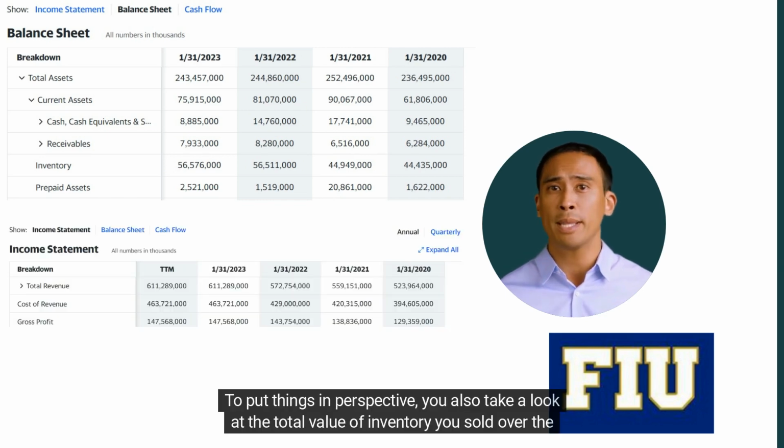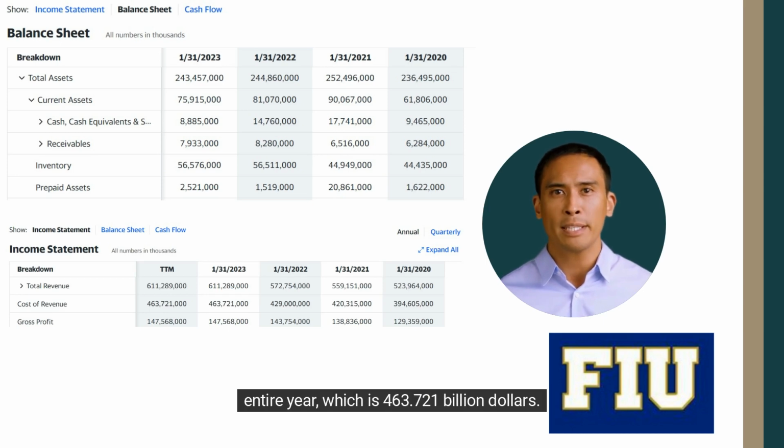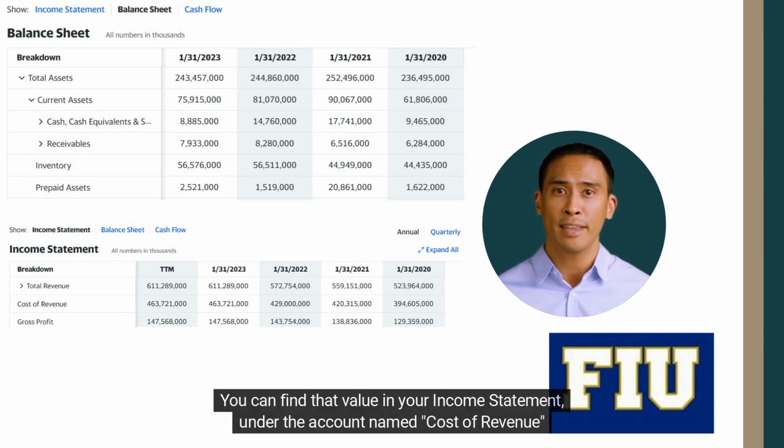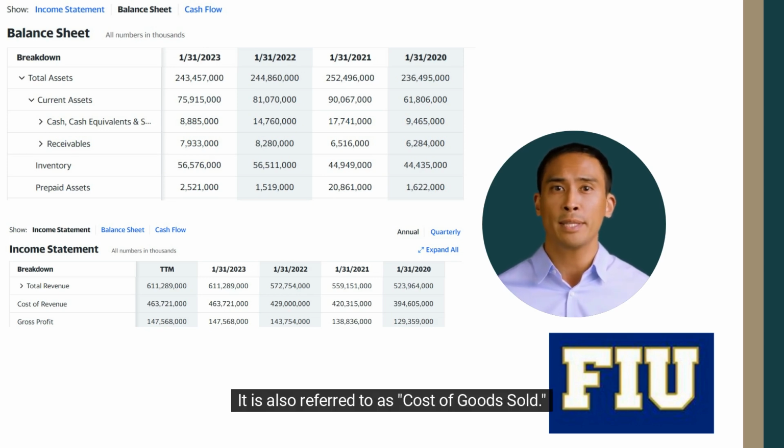To put things in perspective, you also take a look at the total value of inventory you sold over the entire year, which is $463.721 billion. You can find that value in your income statement under the account named cost of revenue. It is also referred to as cost of goods sold.